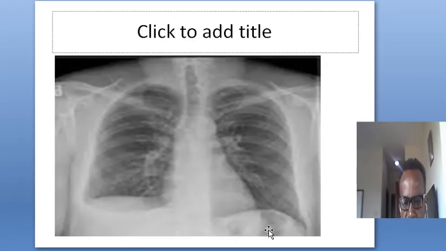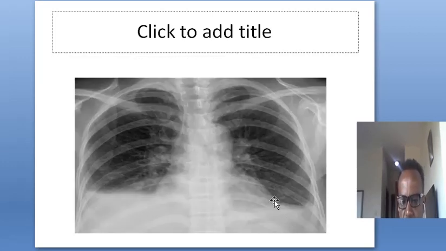So here, if you see on this side, this is still the diaphragm outline. The diaphragm outline here shows an acute costophrenic angle, but if we look here, the angle is obliterated. So there is minimal pleural collection on the right side with obliteration of only the costophrenic angle. The diaphragm outline is clearly visible.